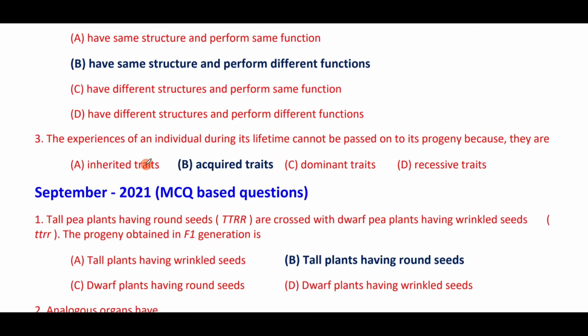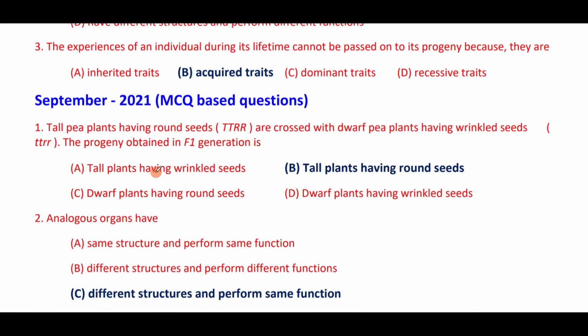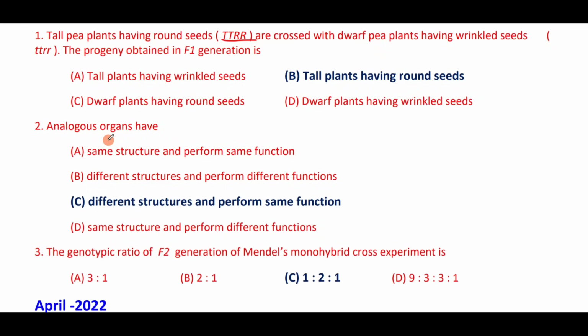The experiences of an individual during lifetime cannot be passed on to his progeny because they are acquired traits. Tall pea plants having round seeds are crossed with dwarf pea plants having wrinkled seeds. The progeny obtained will be tall with round seeds because they are dominant. You can see the capital letter indicates the dominance. Analogous organs have different structures but they perform the same function.